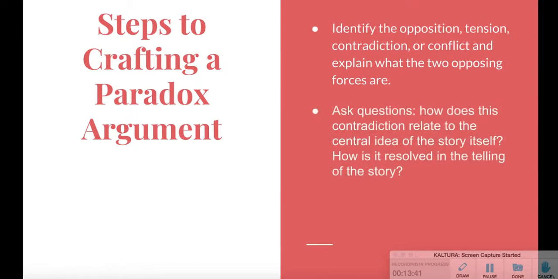The next step is to ask questions. How does this contradiction relate to the central idea of the story itself? How is it resolved in the telling of the story? Or how is it resolved in the language?